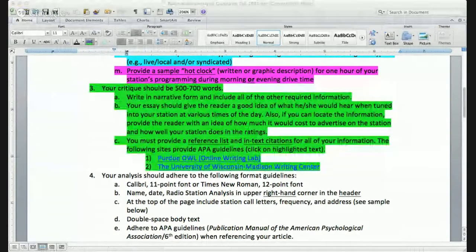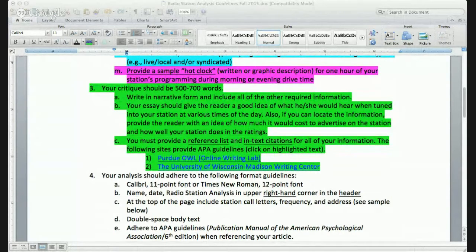All right, so with that, as I get back to the screen, the critique should be 500 to 700 words. It's 2-3 pages, and it's a narrative form. It's going to describe what's going on. You put in those key elements. You can do those first few in the first paragraph, really, or you can weave it in however you want.